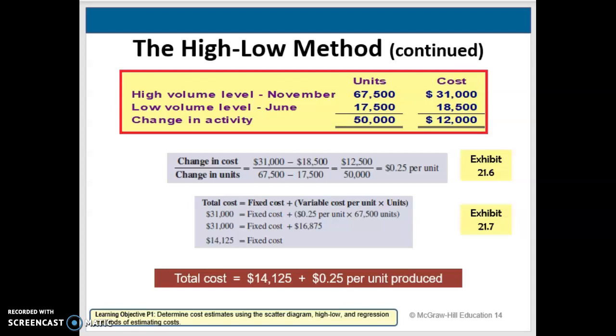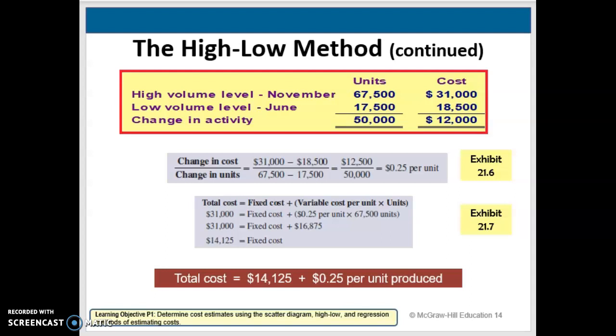We're trying to solve for the fixed cost. If we solve using algebra, our fixed cost is 14,125. So our formula is total cost equals 14,125 plus 25 cents per unit produced. So that's how we would compute it with the high-low method. The weakness of the high-low method is that it ignores all cost points except for the highest and the lowest volume levels.